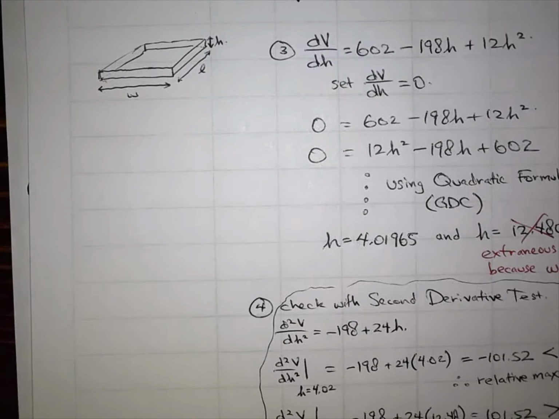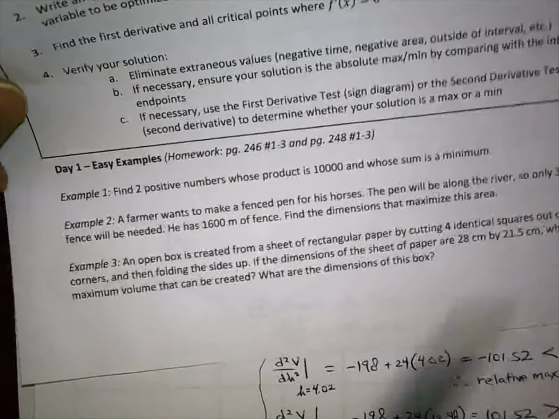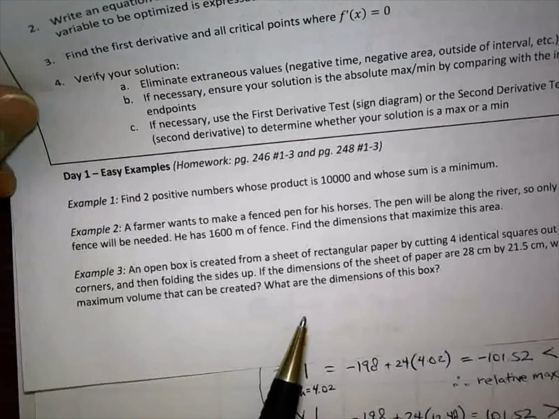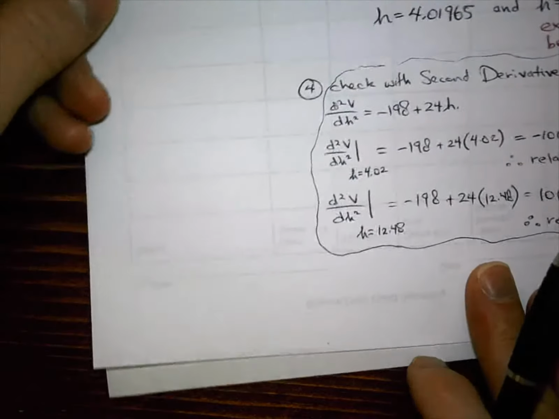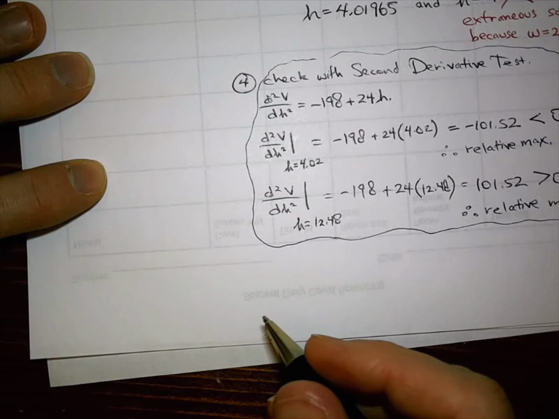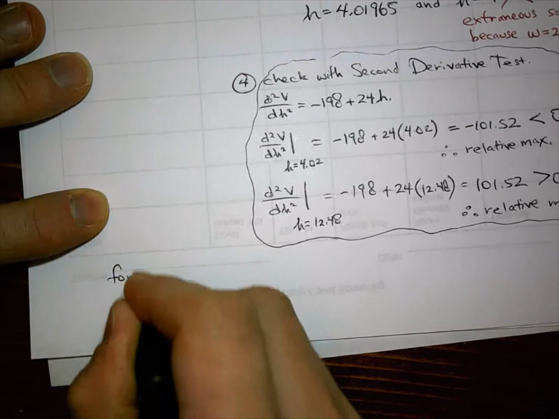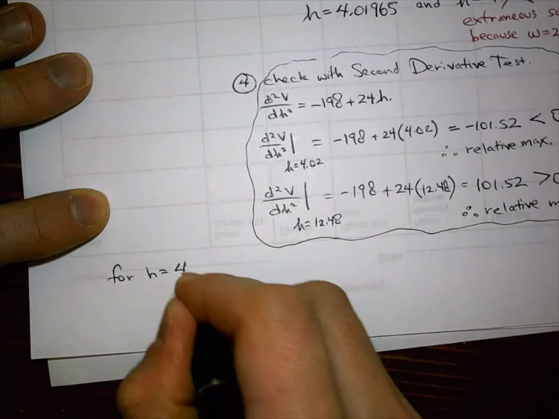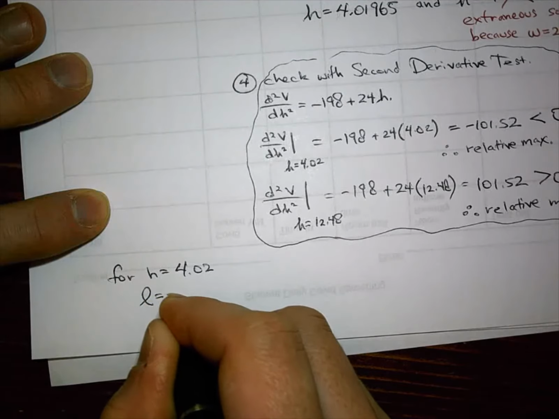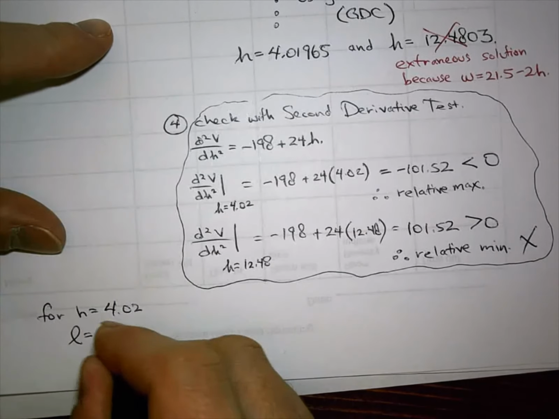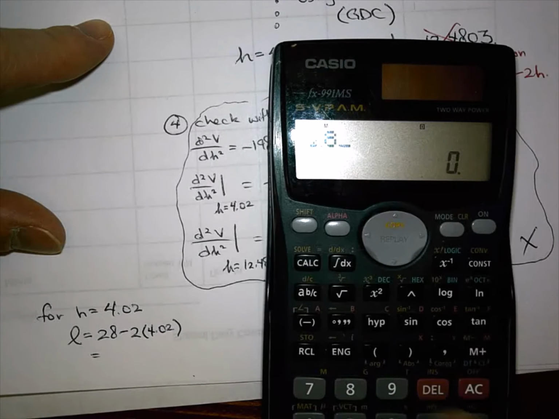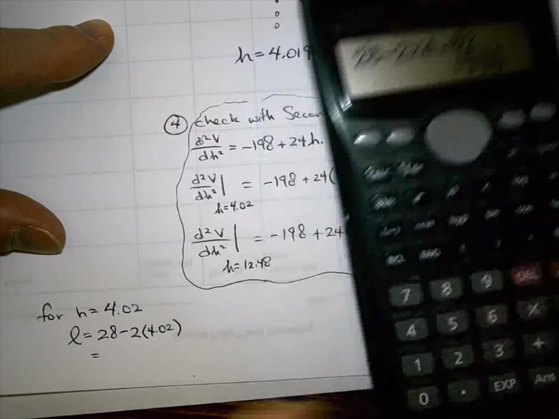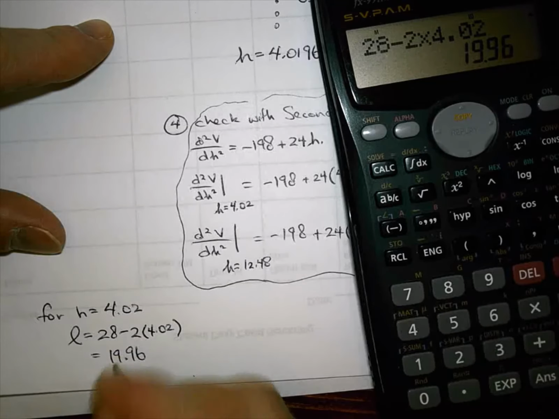So actually, the only thing to do now is to check, what was the question asking? What is the maximum volume, and what are the dimensions of the box? So I'm going to do a few steps here. I need the dimensions of the box. So for h is equal to 4.02, the L is equal to, let me use that expression I made for L, 28 minus 2h. So I have 28 minus 2 times 4.02. That is 19.96.